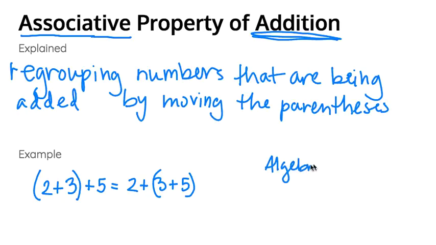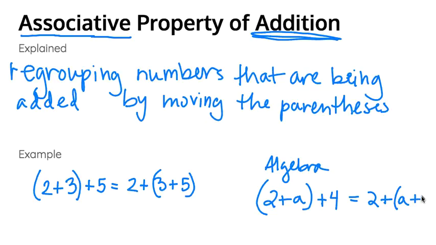Now, if we look at the algebra example, 2 plus A plus 4 would equal 2 plus A plus 4, with the parentheses in a different place. So again, all of my numbers stay in the same order, but the placement of the parentheses changes. The grouping of the numbers is changed by the parentheses.